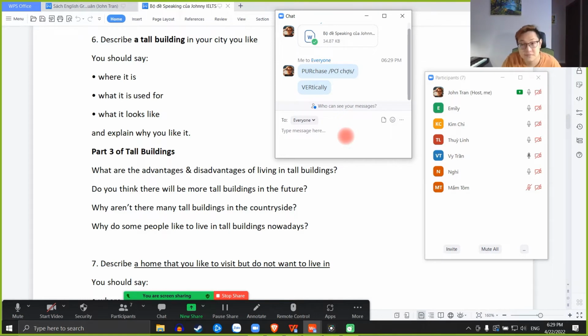Vertically. So I think more tall buildings are the best solution for the development of the city in the future.